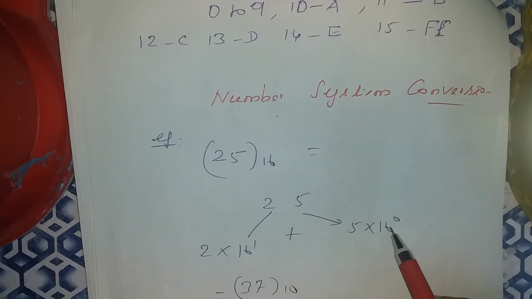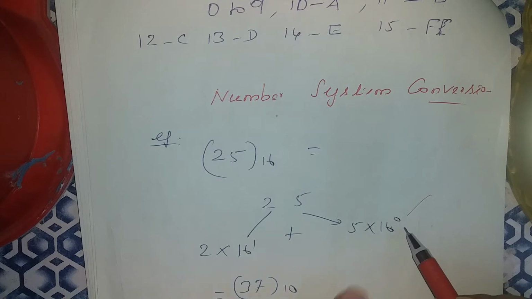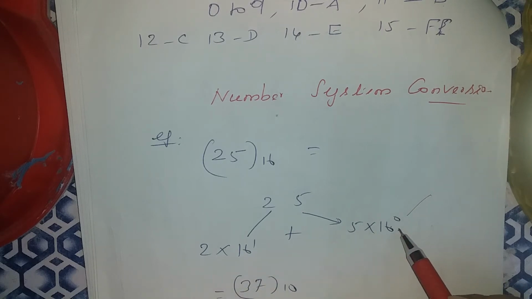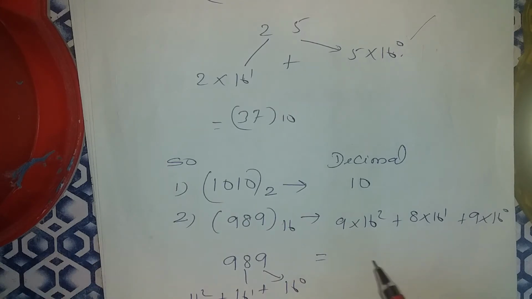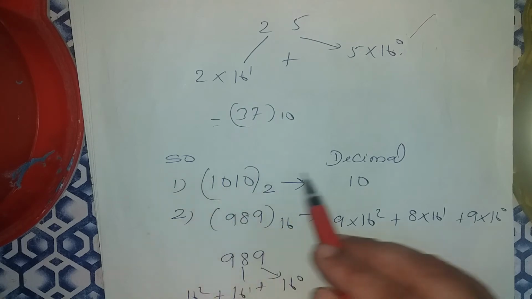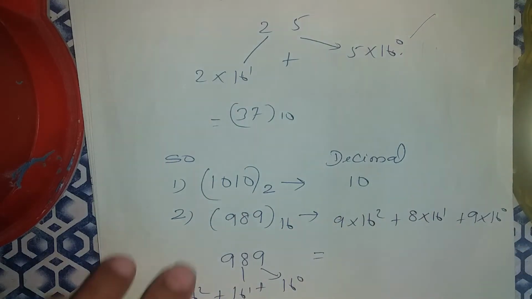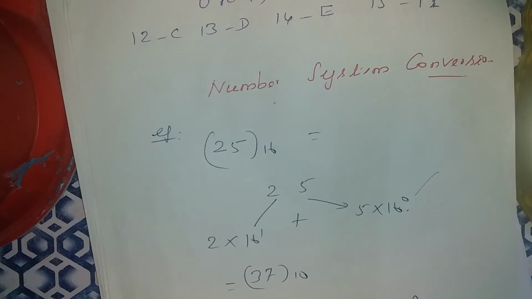5 into 16 power 0. For binary the radix was 2, for octal it was 8. Here hexadecimal is 16, so 16 power 1. Easily I can do it. So for a digital number, I can say 37, I'll convert into decimal number, this one, 37. Understood or not?